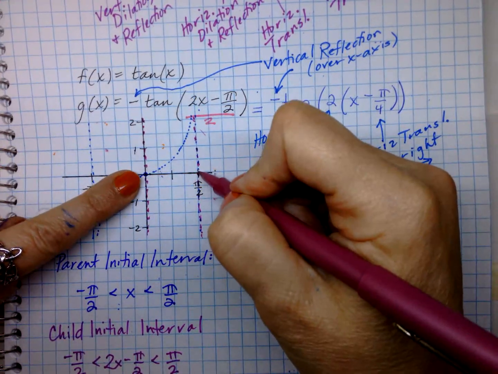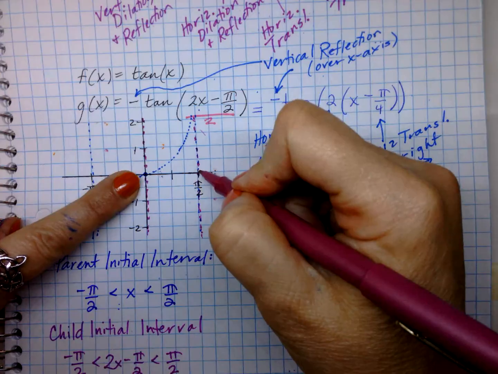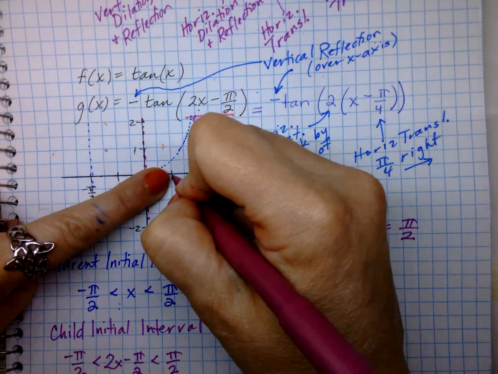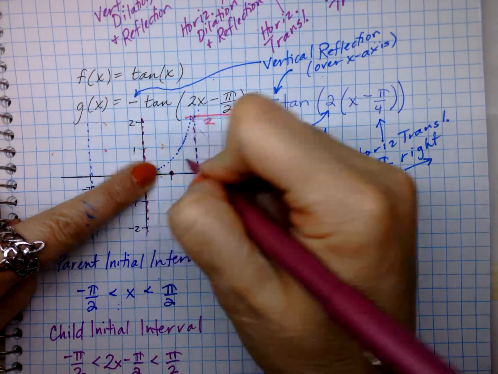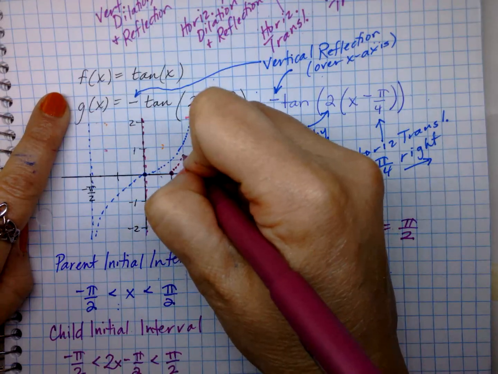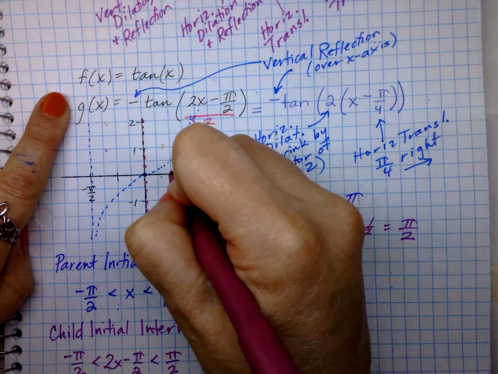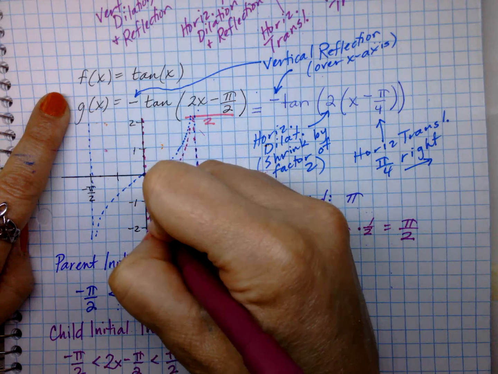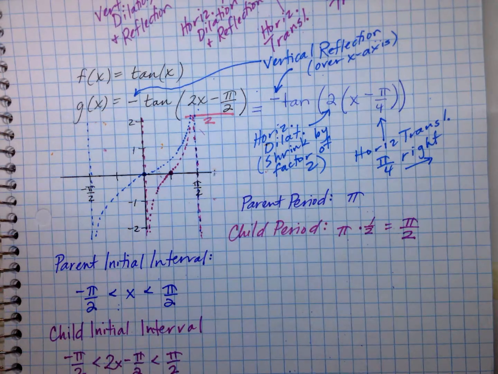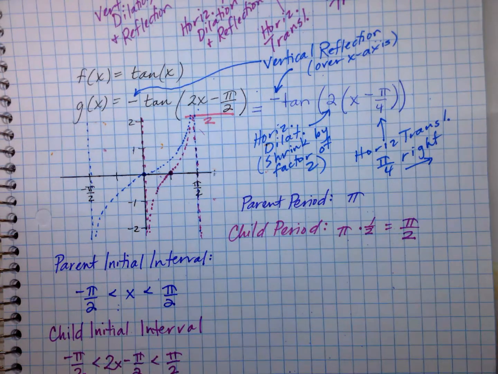Okay, now if these are the two asymptotes, that means that the center of the graph should be halfway between them. It would be right here. And it's going to look something like this, but I'm not going to draw it in solid yet because we have another transformation left to go.